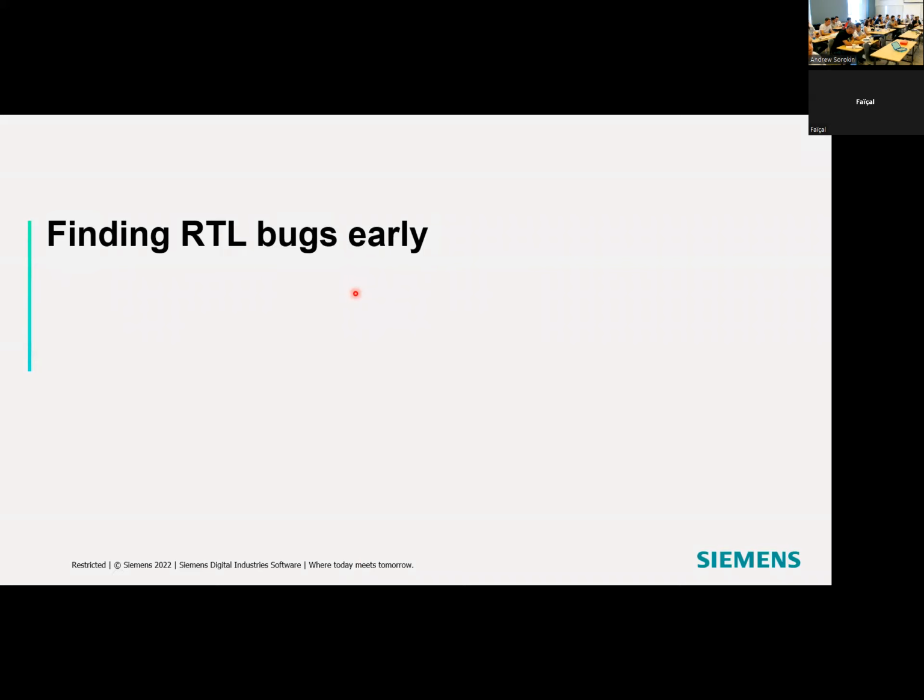I would like now to go even a bit earlier. Before starting verification on an IP, is there a way to find bugs early in the RTL, before even starting to write any testbenches? Let's say you have a designer, and he hands over to you a design that compiles. Is there a way to find bugs without even writing any testbenches?